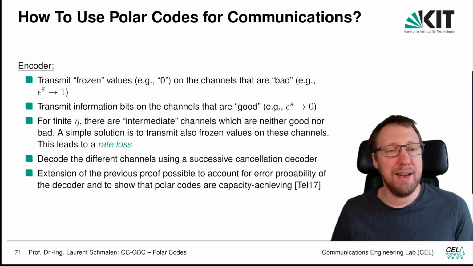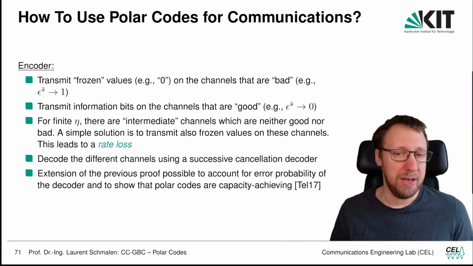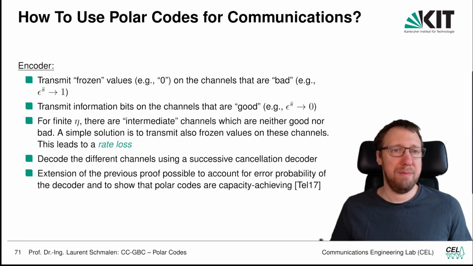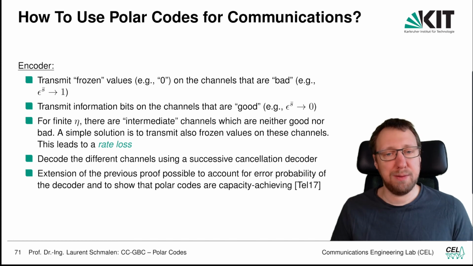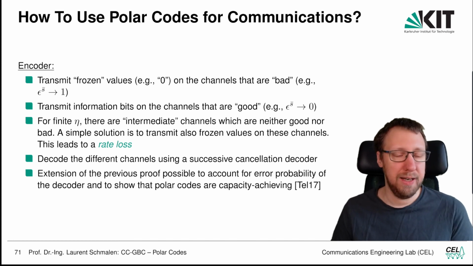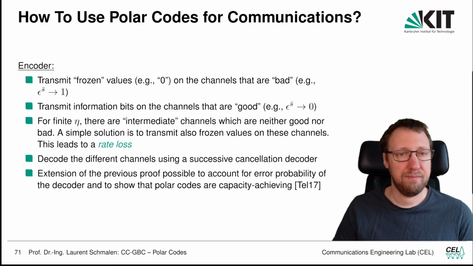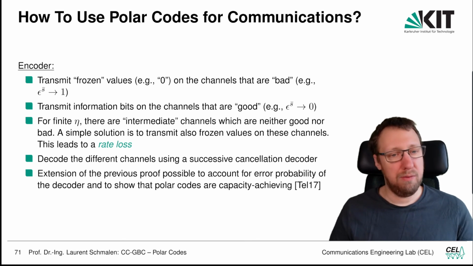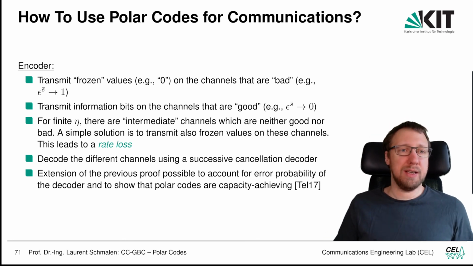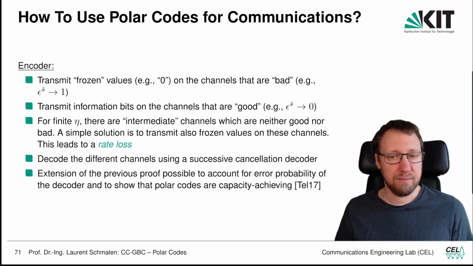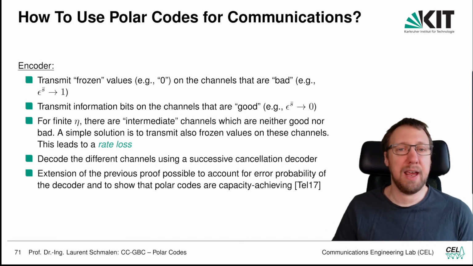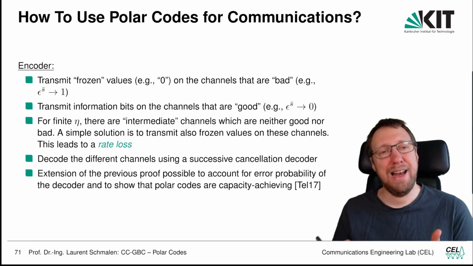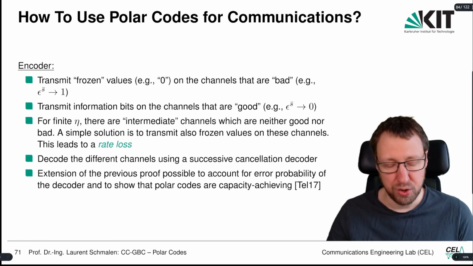And if you have a finite eta, there are some intermediate channels. They are neither good nor bad. They have some intermediate values of epsilon. A simple solution is we transmit frozen values on these channels as well. This will lead to some rate loss. How do we decode? Well, we decode the different channels using a successive cancellation decoder. And the proof can be extended also to show that polar codes are capacity achieving, which is something we neglected here in this very short introduction.